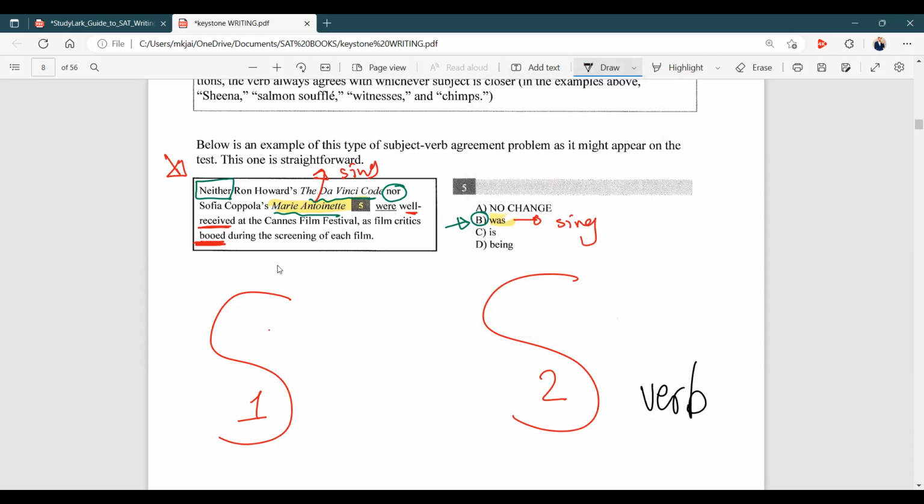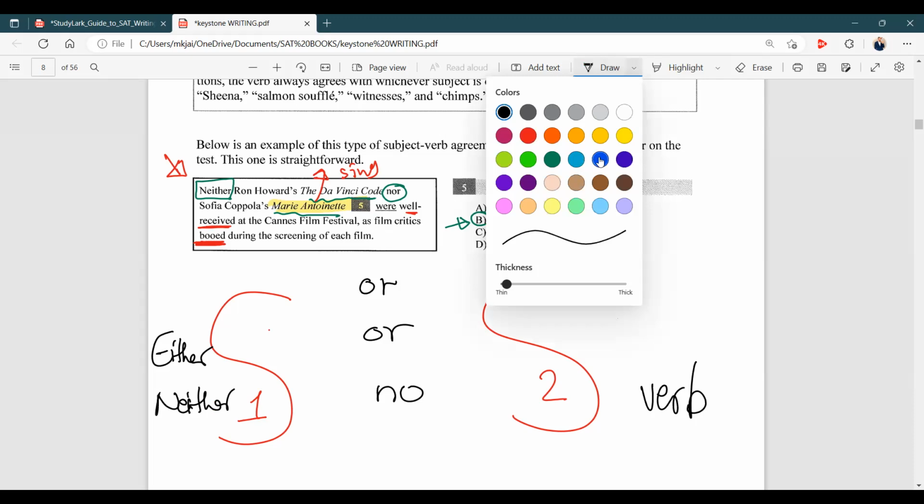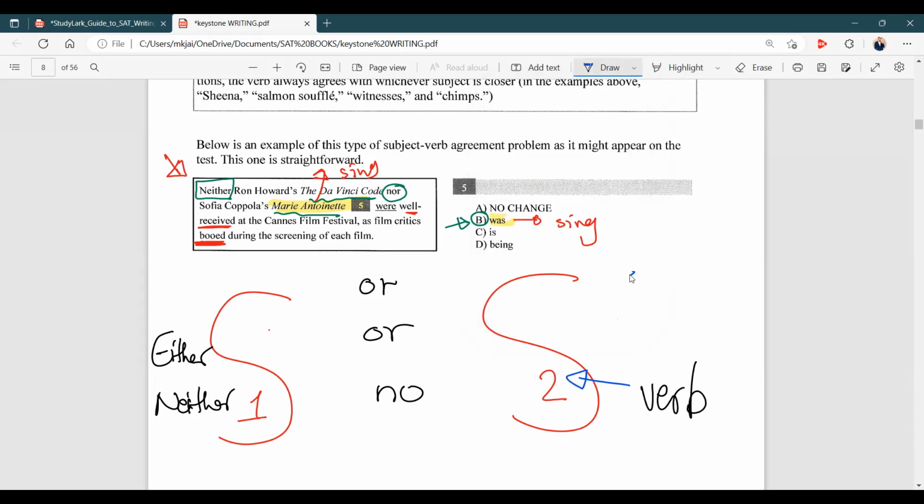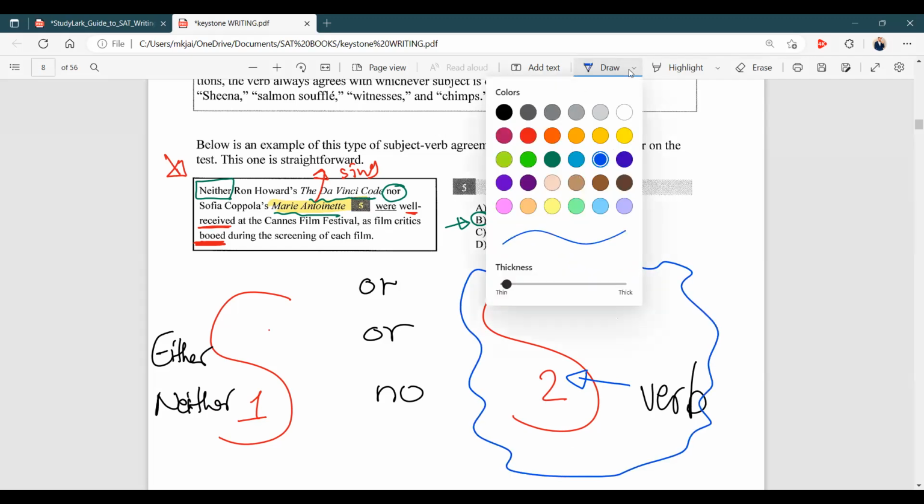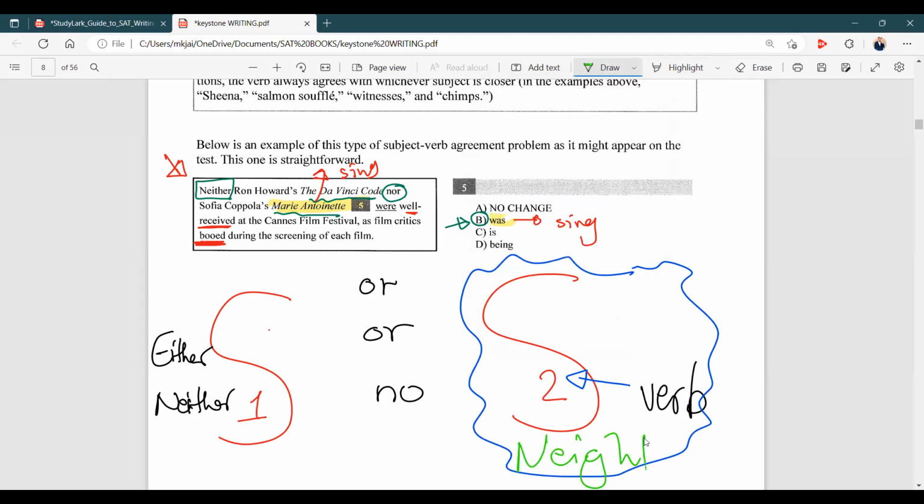Okay, could you tell me about these ones? What do I have? Either... or, neither... nor. Okay, so the verb matches, or the verb agrees with the number of the noun or pronoun closest to it. If it's singular or plural, it matches the number of the noun or pronoun closest to it. That's what we call the neighbor rule.